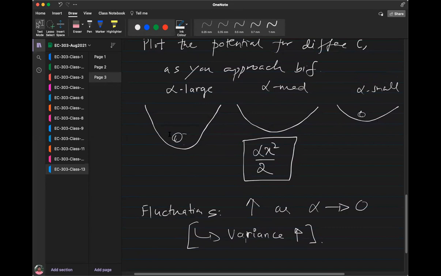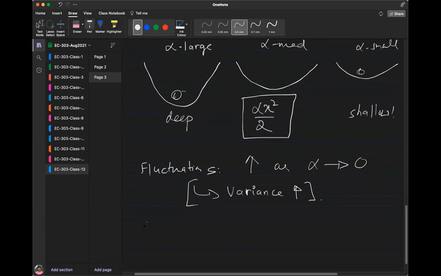As alpha reduces, this potential well becomes shallower and shallower. Okay, and when you kick a ball randomly in a shallow landscape, it is prone to more fluctuations than in a deep landscape. This we call deep. This we can call shallow.